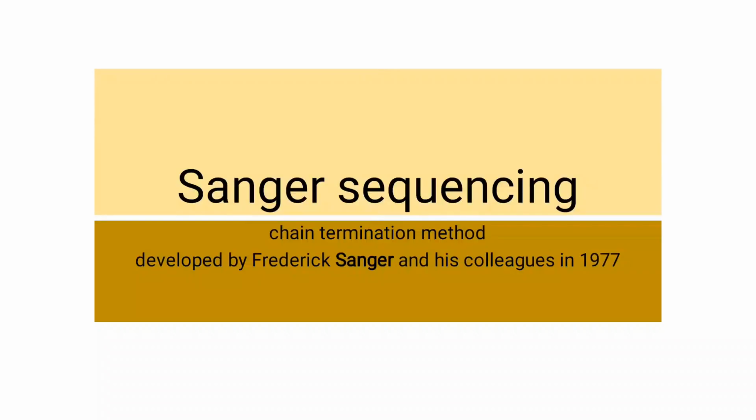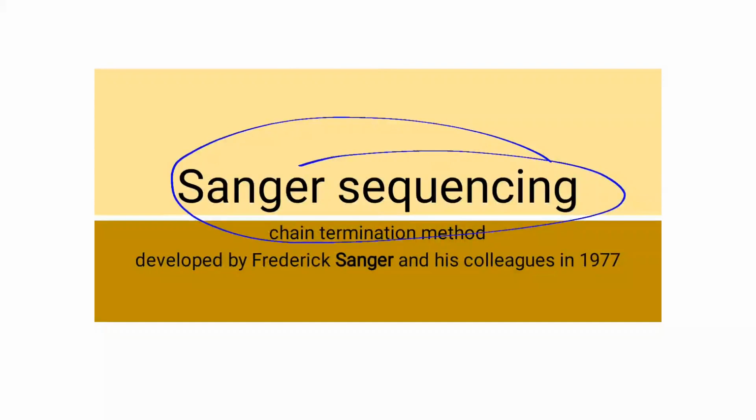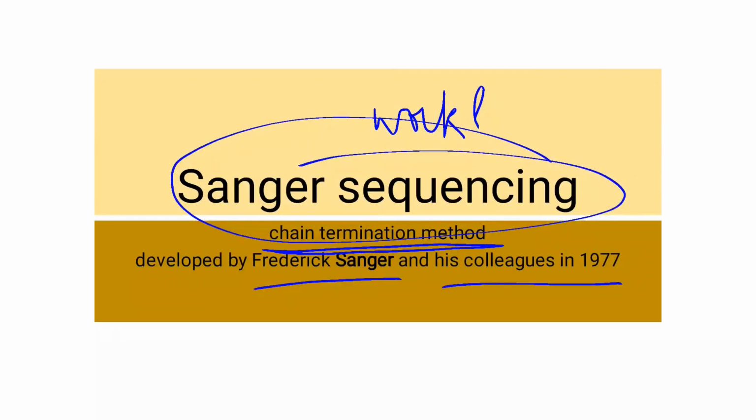This lecture will help you to understand the importance of Sanger sequencing and how Sanger sequencing works. Sanger sequencing is also known as the chain termination method, which was developed by English biochemist Frederick Sanger and his colleagues in 1977. So why is this method commonly used? This method is designed for determining the sequence of an unknown piece of DNA.